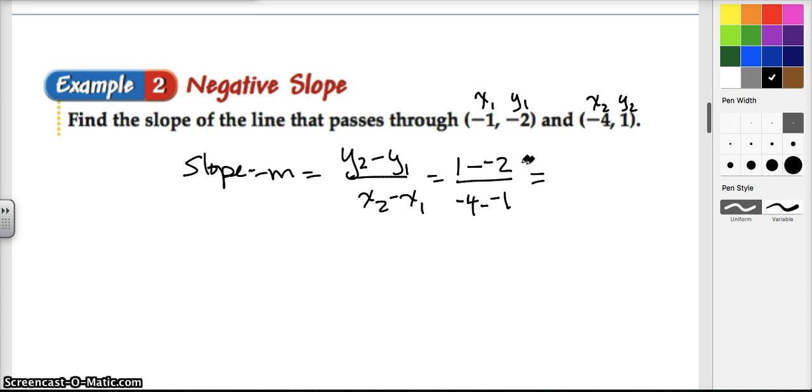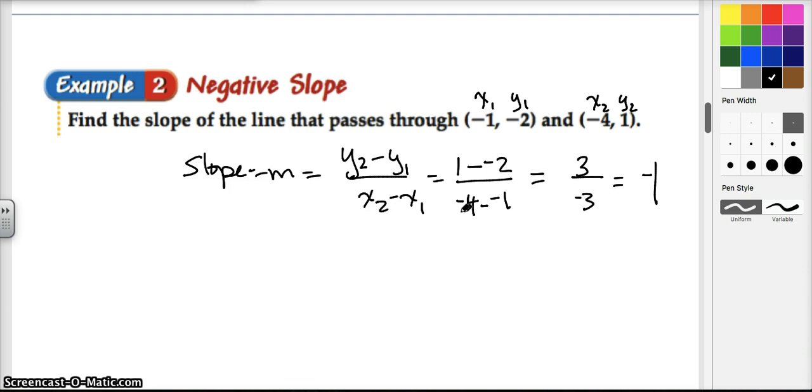We know that's going to do 1 plus 2, right? I'm sorry, 1 minus a minus 2. That becomes 1 plus 2, which is 3. Negative 4 minus a minus 1 becomes negative 4 plus 1, which is negative 3. I reduce that and I get negative 1. I could look at it as negative 1 over 1 or just as negative 1.